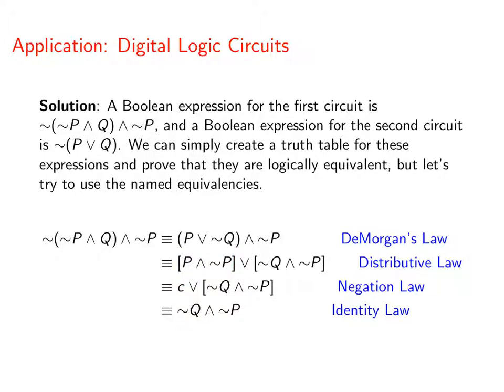But if you have a contradiction and you OR that with some statement, then the contradiction doesn't matter anymore. We just drop it. That's the identity law. And in the final step, we'll use De Morgan's law to go from not Q and not P to not, and then in parentheses, P or Q, which is the final expression that we came up with. Okay, that's all for now.